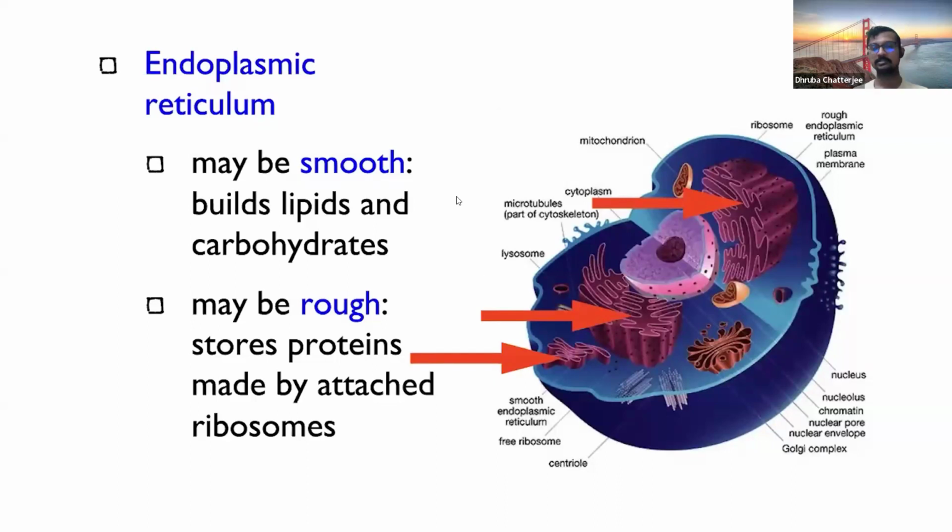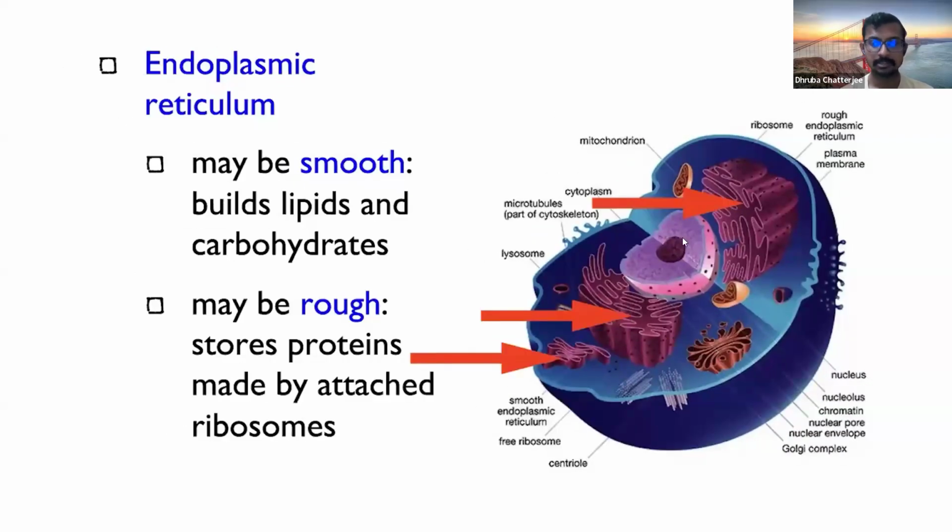On the other hand, there is also a part of the endoplasmic reticulum which acts as a major hub of lipid and carbohydrate biosynthesis, primarily lipid biosynthesis, and it is not docked by ribosomes. So that section of the endoplasmic reticulum is called the smooth endoplasmic reticulum. Okay.